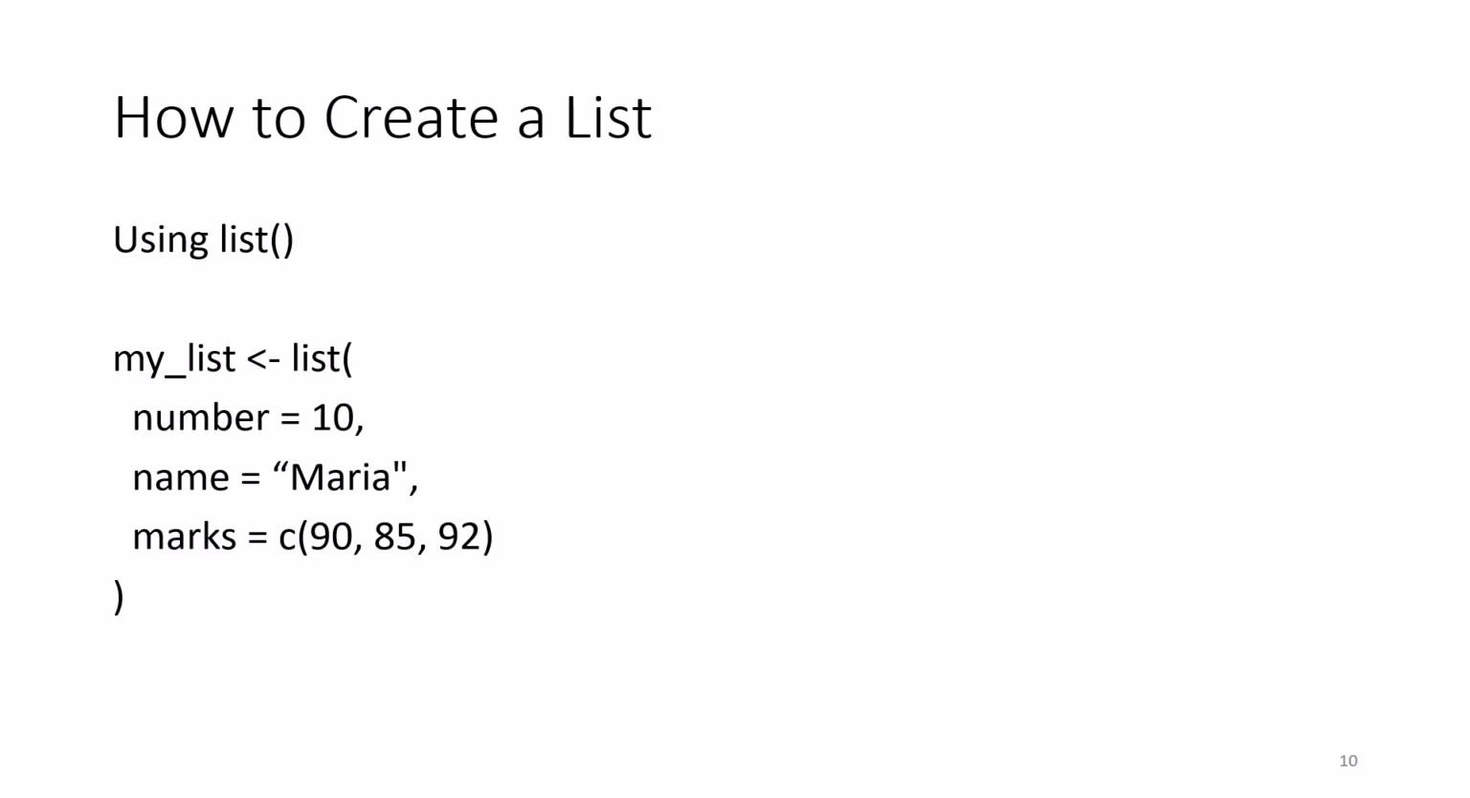We can create a list in R using the list function. Inside the list, we can store different types of data. For example, in this list, we have a number, a name, and a vector of marks. We write my_list = list(number = 10, name = "Maria", marks = c(90, 85, 92)). This creates a list with three elements, each with its own name. This shows how a list can store mixed data in a single object.